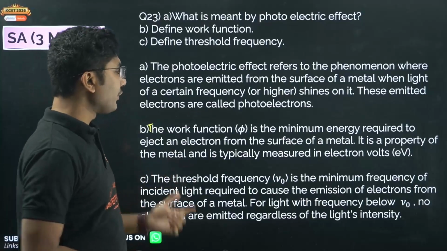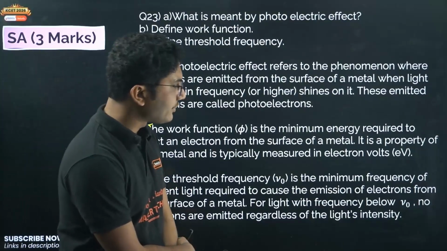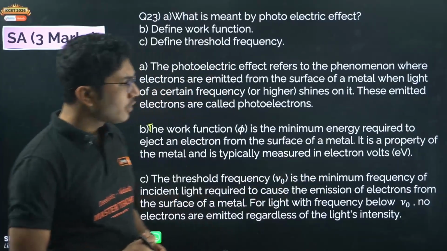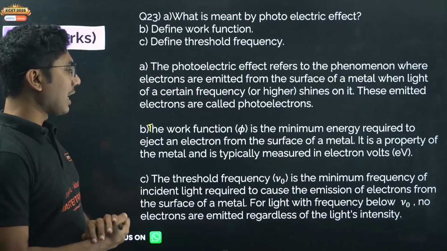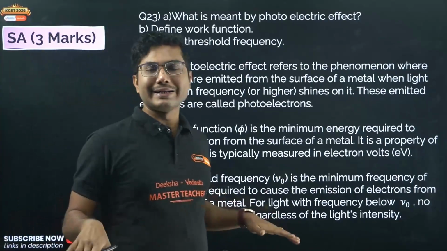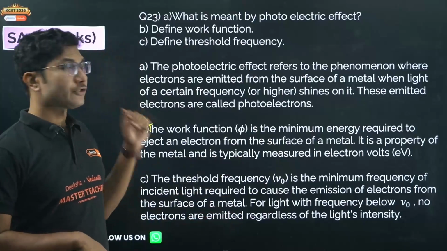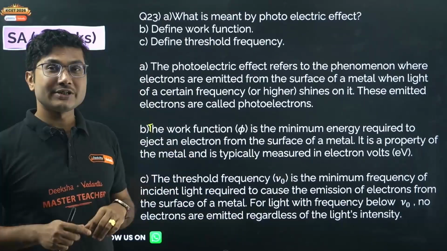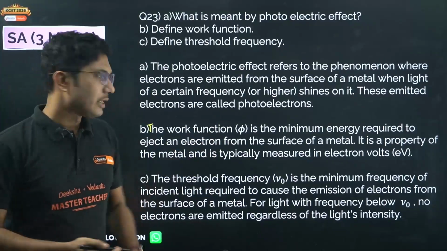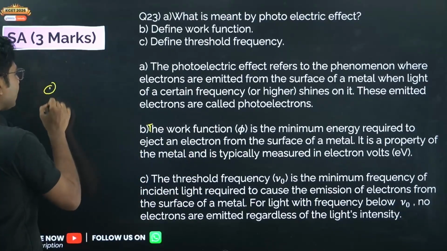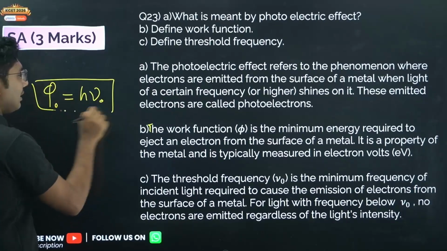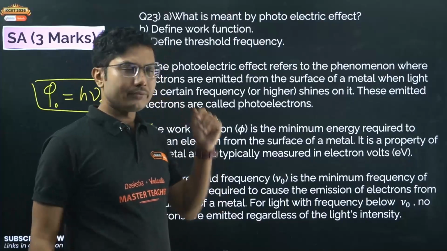Next, the threshold frequency nu naught is the minimum frequency of the incident light required to cause the emission of electrons from the surface of the metal. For light with frequency below nu naught, no electrons are emitted regardless of the light intensity. Threshold frequency is the minimum frequency and work function is the minimum energy required. They are related to each other, with a small conversion: the work function is actually given by h nu naught. In case you want to remember it, that is how they are related.